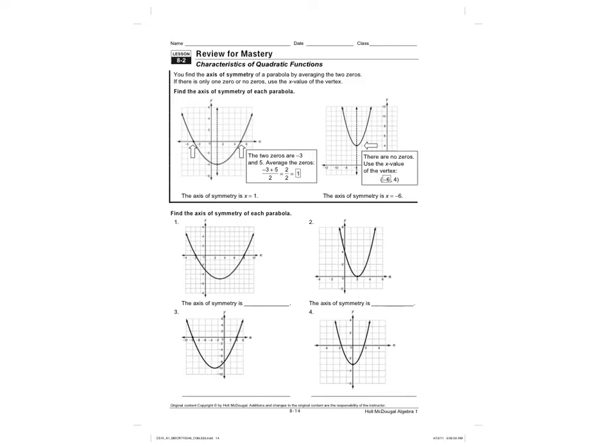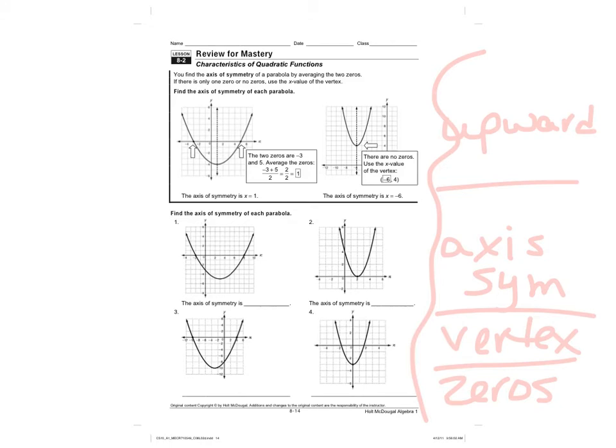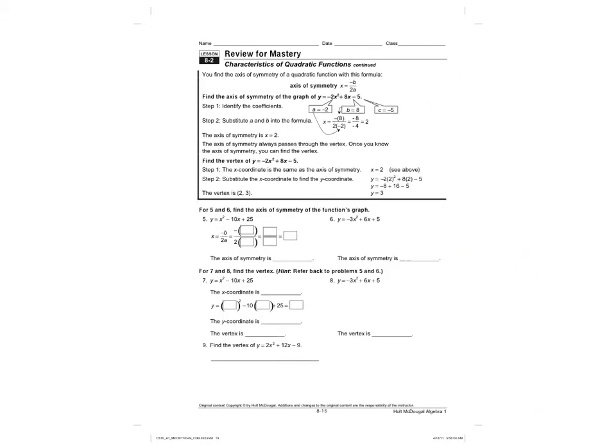So from a graph, be able to find the axis of symmetry, be able to find the vertex, be able to find the zeros, and be able to tell if it opens upward or downward. And you're also going to have to find all of these things when you're given the function, the equation, not just necessarily a picture. So be able to identify all of these things, whether it's from a graph or from the equation. We're going to have to find the zeros of the graph.